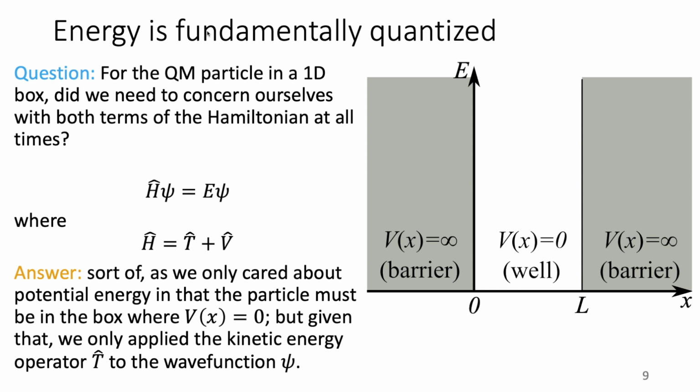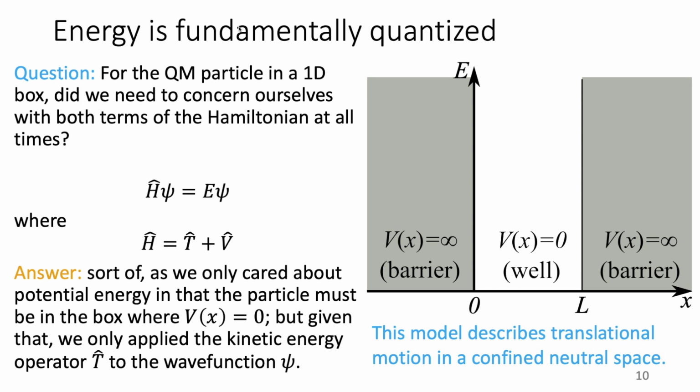That's how tunneling comes about. But anyway, my point on this slide is that, as far as solving the Schrödinger equation for the one-dimensional particle in a box, the potential energy function V really just kept us inside the box. Like the Hamiltonian inside the box, we actually only looked at the kinetic energy operator T.